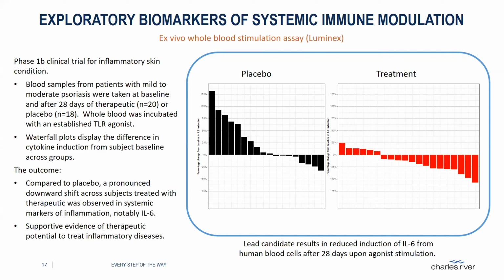We were blinded in this example, but the sponsor then unblinded and produced this waterfall plot showing that compared to the placebo, there's a pronounced downward shift in the subjects treated with therapeutic in their responses to IL-6 in this example, thus suggesting this was supportive of their test treatment having potential to treat inflammatory diseases.